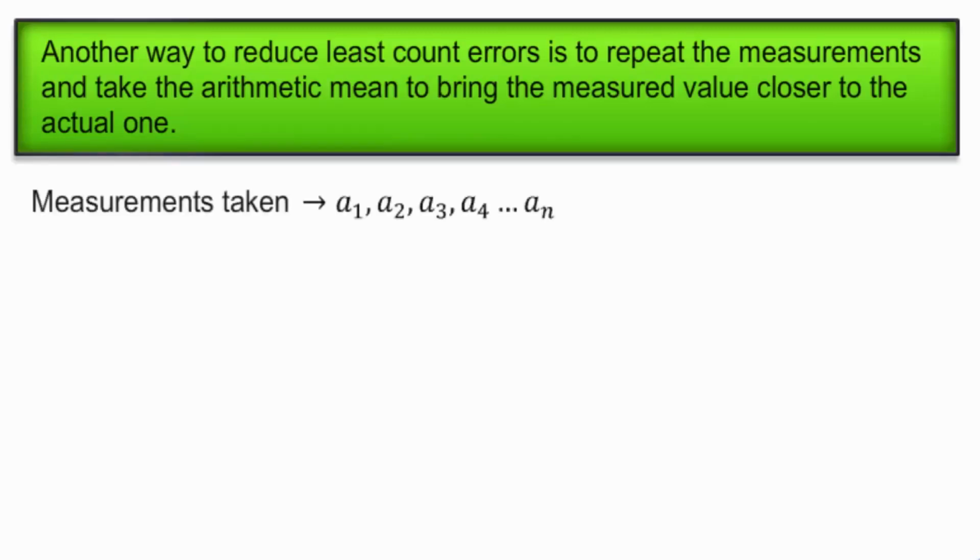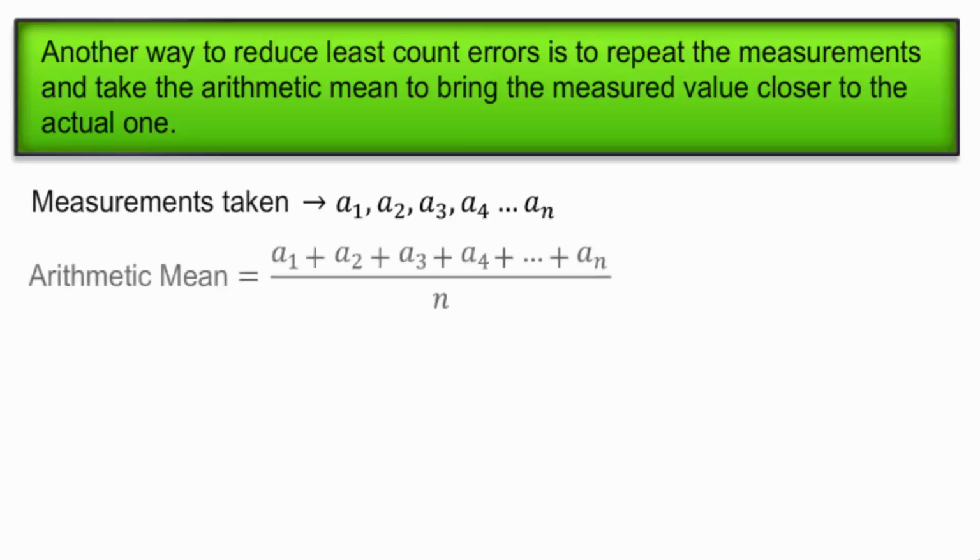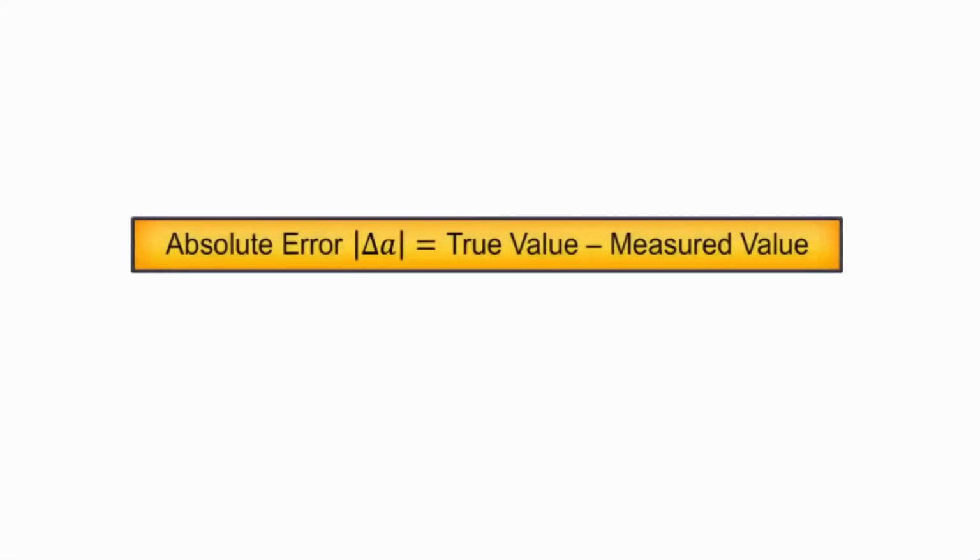If n measurements are taken, say A1, A2, A3, A4, and so on till An, then the final value will be taken as the arithmetic mean of these n measurements. In the absence of a true value of measurement, this arithmetic mean is treated as the true value. The magnitude of difference between the true value and each measured value of a quantity is called the absolute error of that measurement.